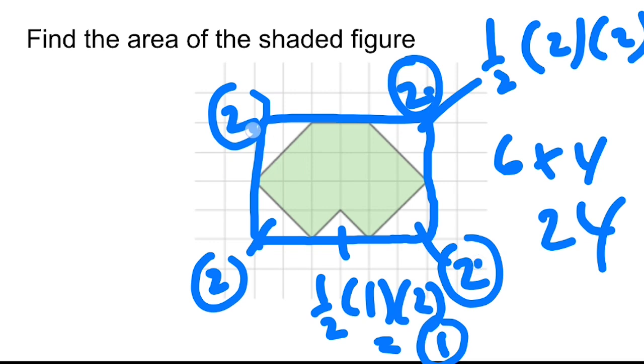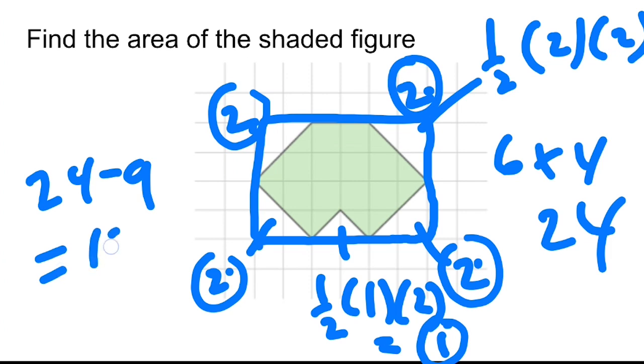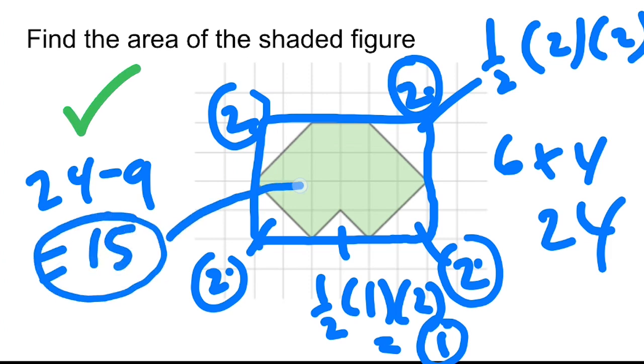So now 2, 4, 6, 8, 9. 24 minus 9 equals 15. And that's your area for the entire green figure.